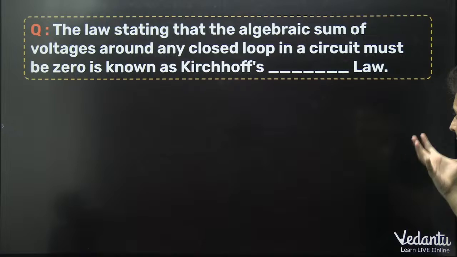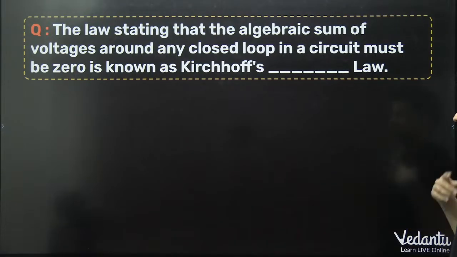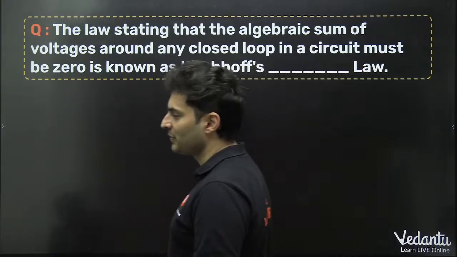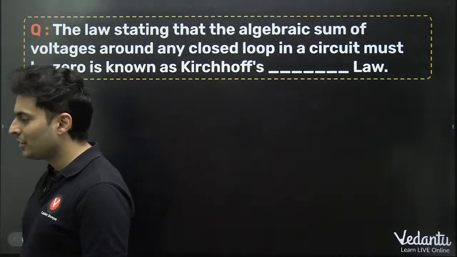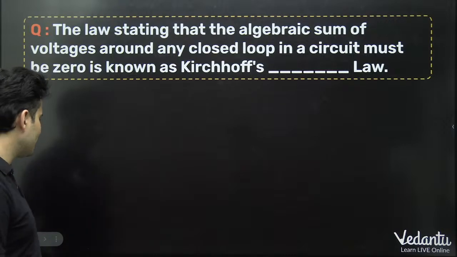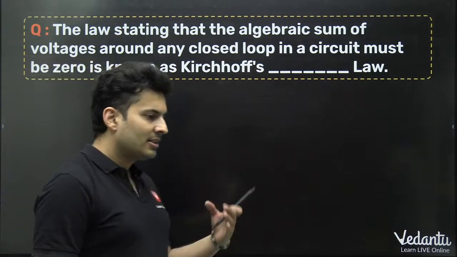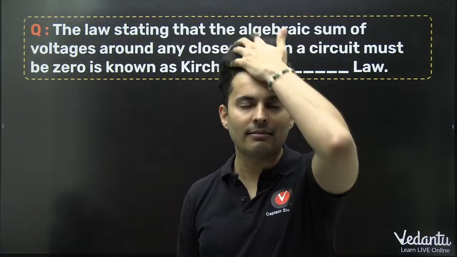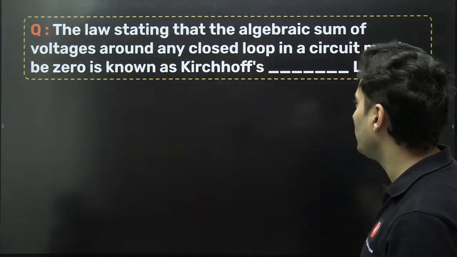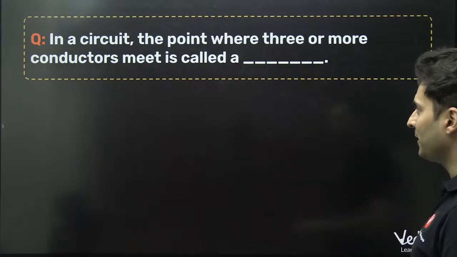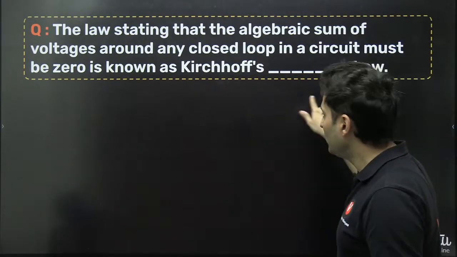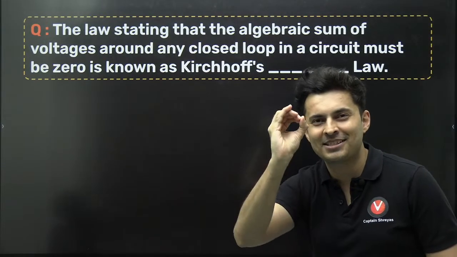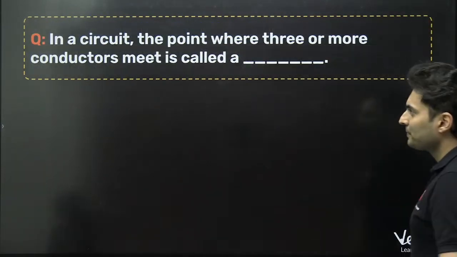Next one. The law which states that the algebraic sum of the voltages around a closed loop in a circuit must be 0 is known as Kirchhoff's. Which law? What is it? Which law is it? Come on, my dear warriors. Second law, which is also Kirchhoff's voltage law. KVL, right? KVL, Kirchhoff's second law. Perfect. Because V1 plus V2 plus V3 plus V4, V5, V6, you come back to the same point, the total sum is 0, that is KVL.